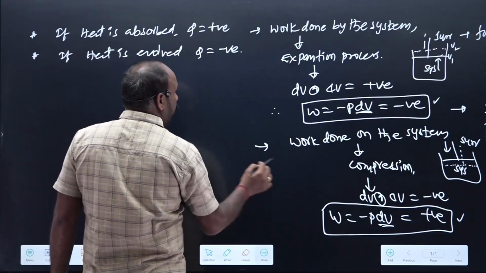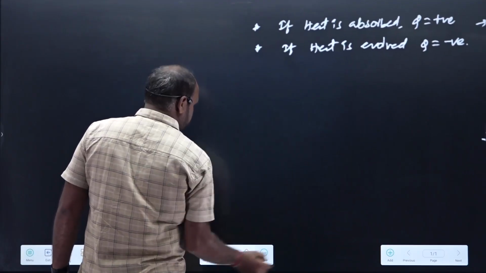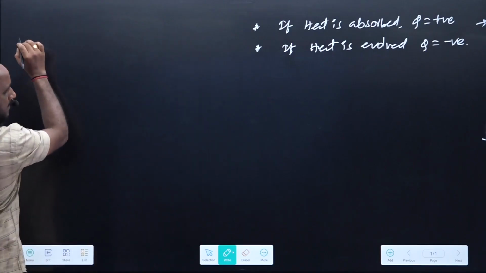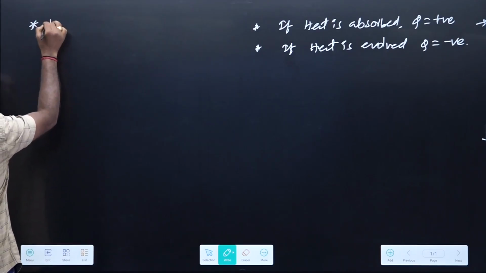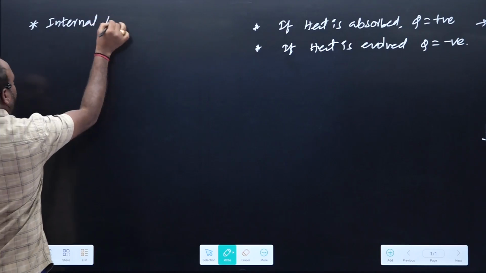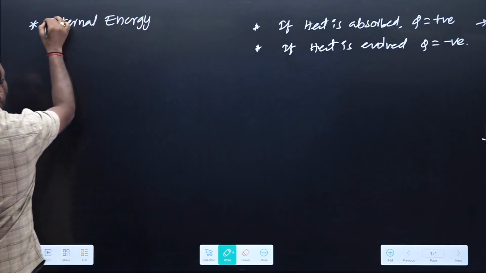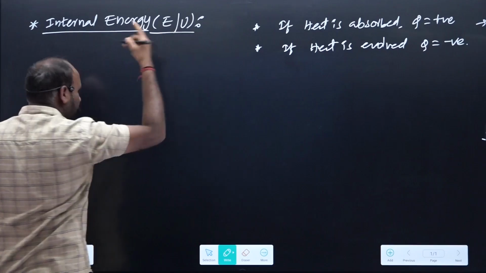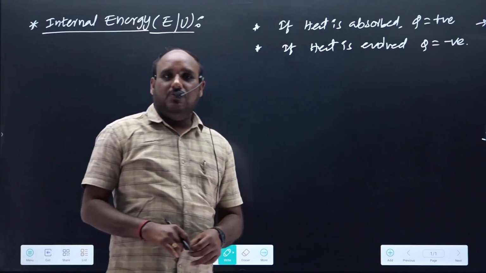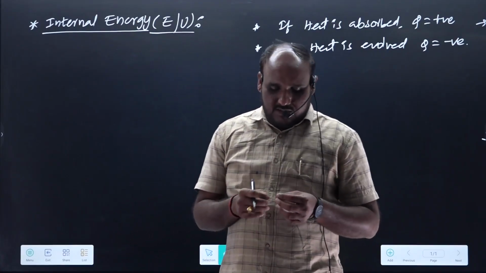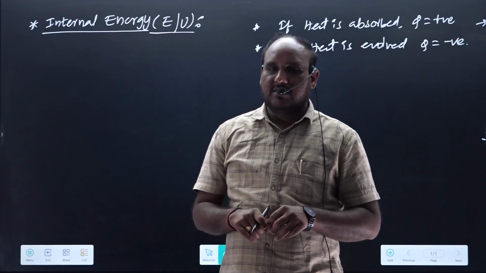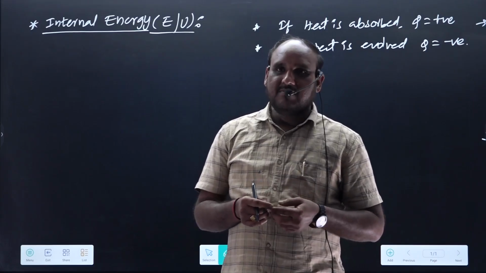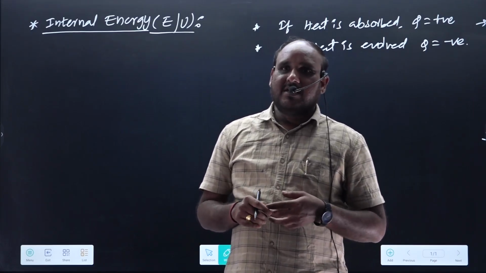Next, move on to internal energy. This is denoted with E or U. Any one notation we have to utilize, either E or U. U is called internal energy, or E is also called internal energy, right? What is meant by internal energy?